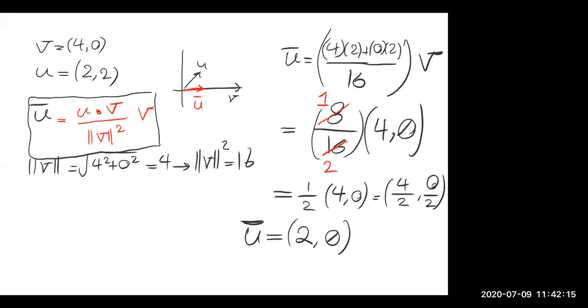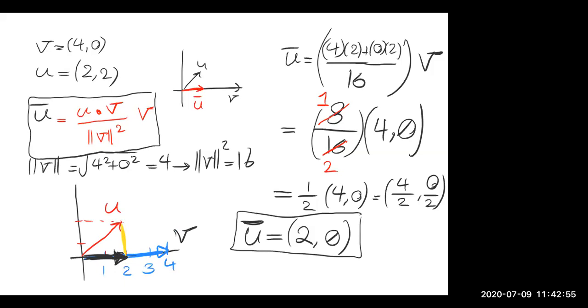If v was 1, 2, 3, 4, and if the vector u was 1, 2 and 1, 2, then if you look at the shadow of u on v, this is the vector you would get. And it is exactly 2 and 0. So yes, this is the projection of u onto v. That's the way to compute these things.